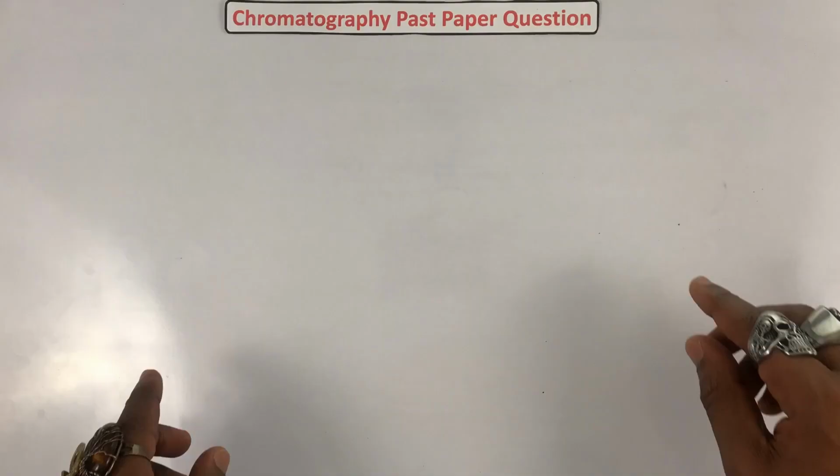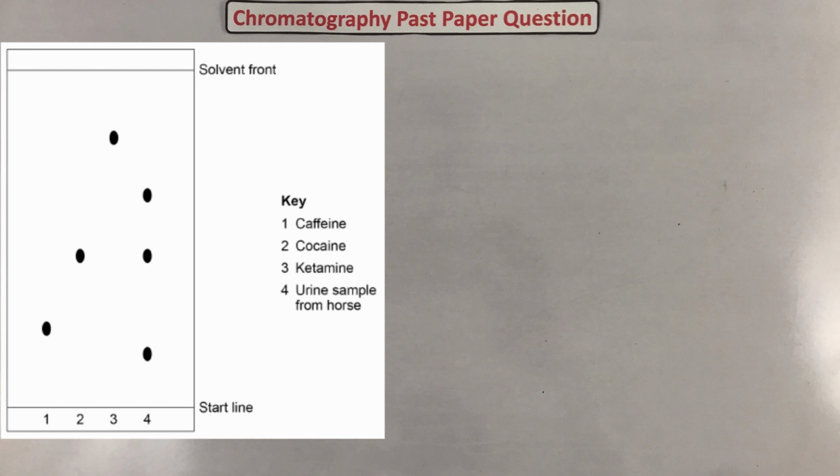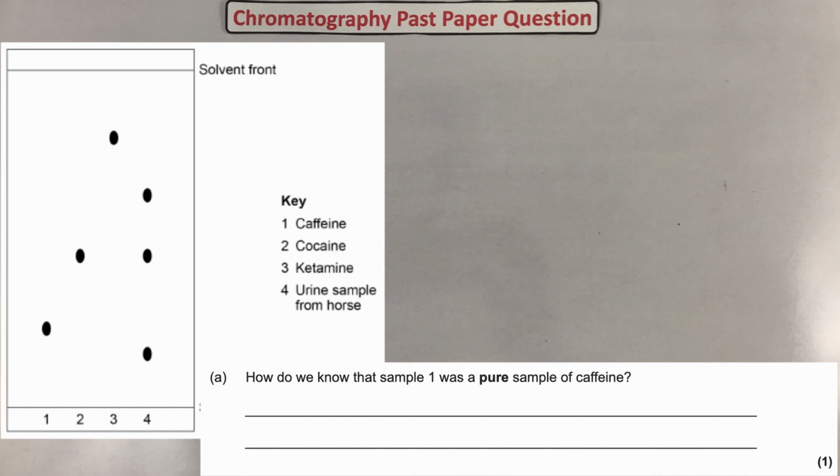Let's go through this typical question. We have a chromatogram, but as you can see, we have more than one sample. The samples here are shown in the key. We've got caffeine, cocaine, ketamine, and urine from a sample of a horse. The first question asks us how we know that the caffeine is pure. Have a look at your chromatogram. We can tell that the caffeine is pure because from the start line, there's only one spot on that track, going from our sample 1. Therefore, it's likely to be a pure sample.